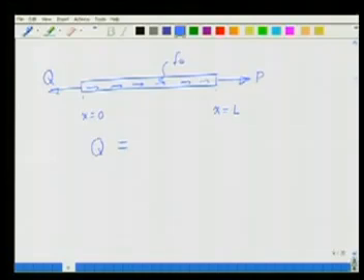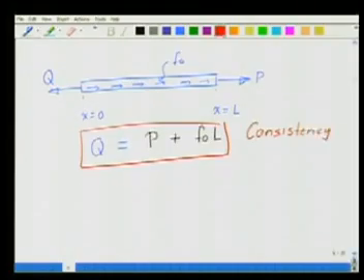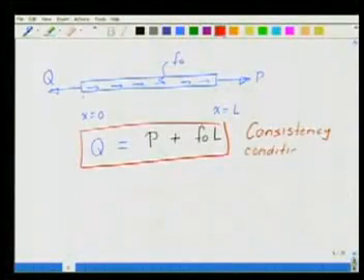So looking at that, what is our Q? Q is equal to P plus F0 L, because in this case our F0 is constant intensity distributed load. Okay, this we will call the so-called consistency condition. That is, the load has to be consistent to give us static equilibrium. Okay, now for this problem, what do we do?